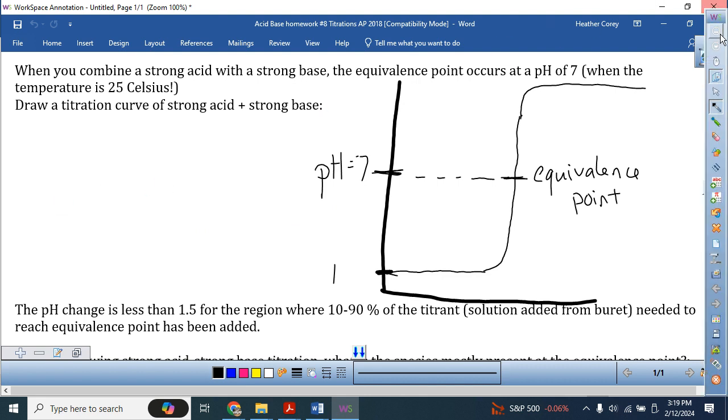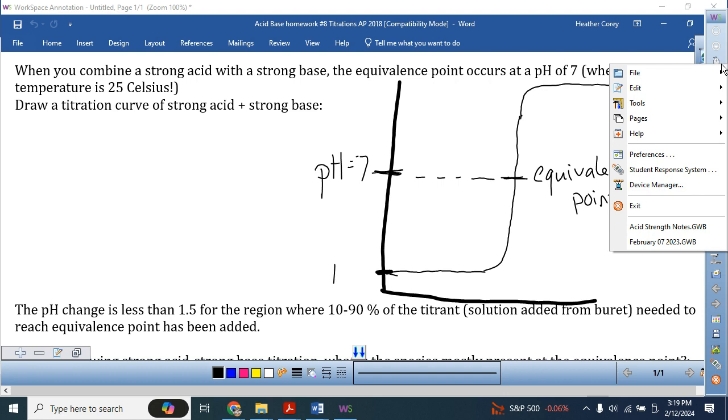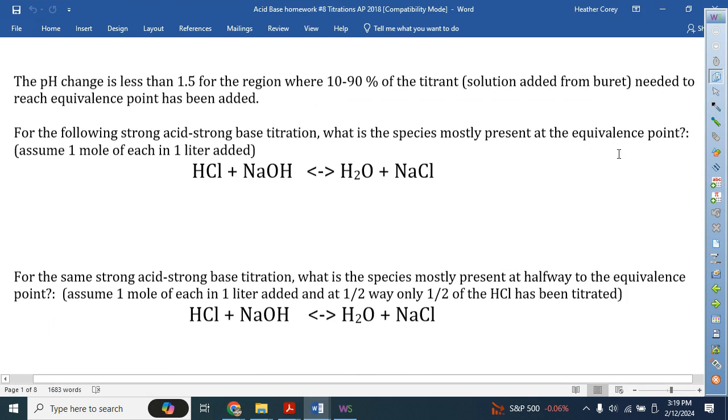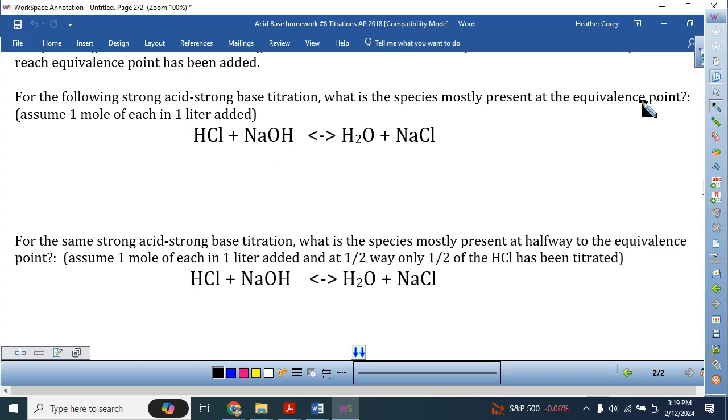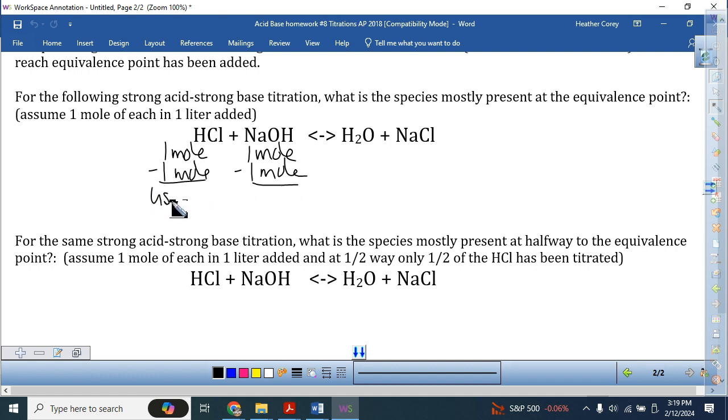All right, so if we have a strong acid and strong base, we can do some calculations, and we can look at the balanced chemical equation to see what's present at that equivalence point. So if I have 1 mole of HCl, which is a strong acid, and I have 1 mole of sodium hydroxide, which is a strong base, the limiting number of moles is 1. They're both limiting, and so they're completely used up.